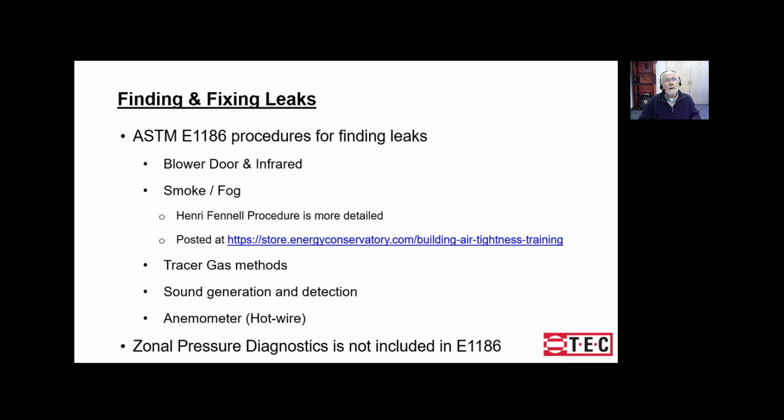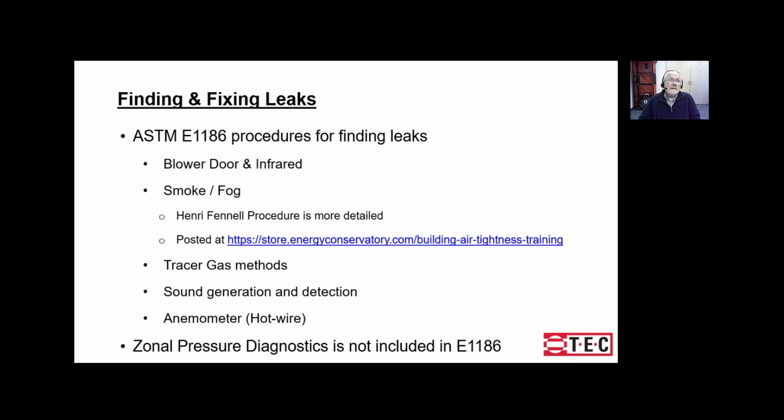And then you can also use an anemometer for detecting leaks. And the way this works, if you have a hot wire anemometer and you know that there's a potential leakage site, you hold the hot wire anemometer in where you think that there's an airstream, and if there is, it'll register the velocity of the air coming in.